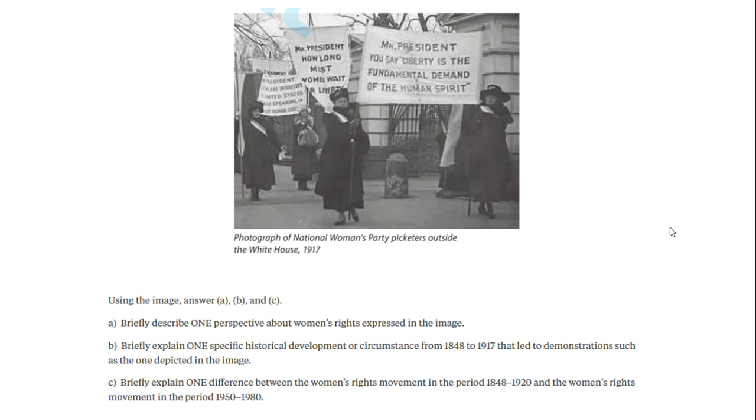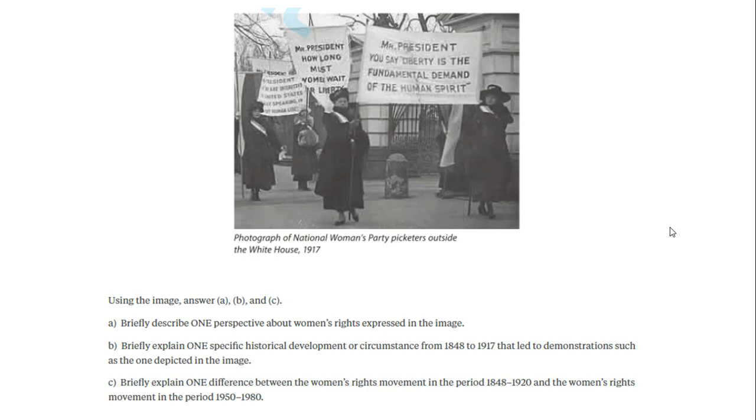Part A asks you to briefly describe one perspective about women's rights expressed in the image. So again, you would ask yourself, who are these women? What do they think? What's their perspective about women's rights? And you might say something like, they believe that women should actively participate in politics, and that is why they're picketing. Or you might say their perspective is that women's rights are not equal to those of men or are not complete until women are given the right to vote.